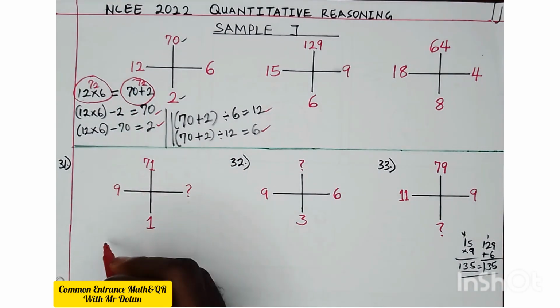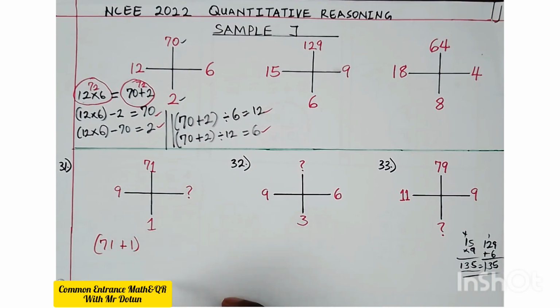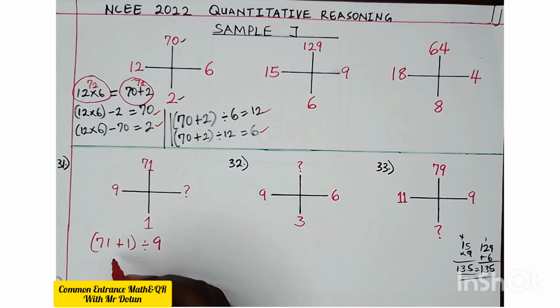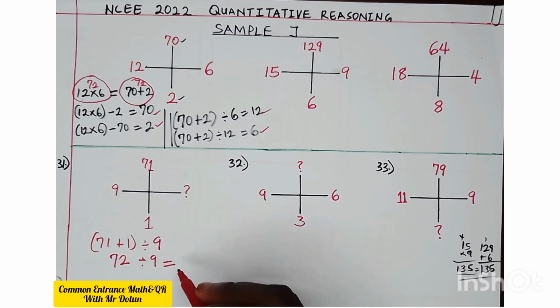So that means we're going to do 71 plus 1, divided by 9. 71 plus 1 will give us 72, and 72 divided by 9. From our multiplication facts, we should know that 9 times 8 is 72. So that means 72 divided by 9 is 8. The answer is 8.